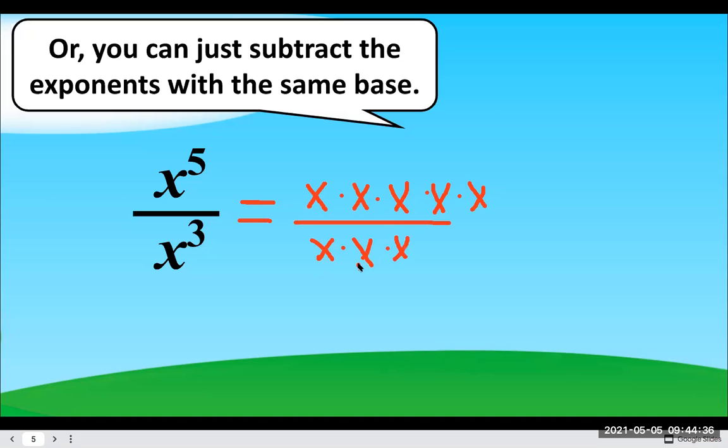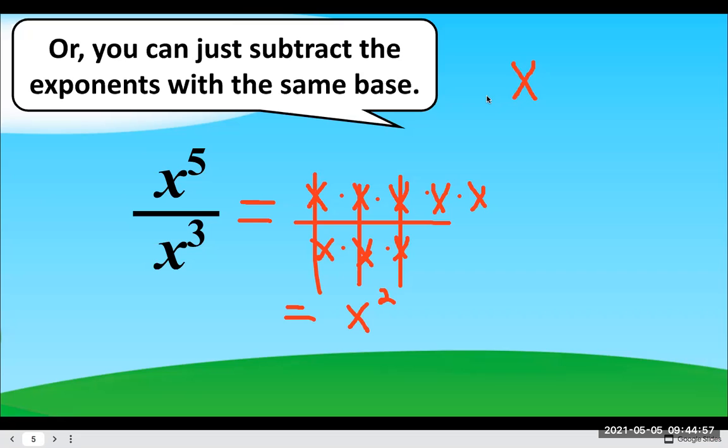All right. So anything exactly the same can cancel. So what are we left with? Well, we're just left with the numerator on top, and x times x means x to the 2nd power. You can use the other method.